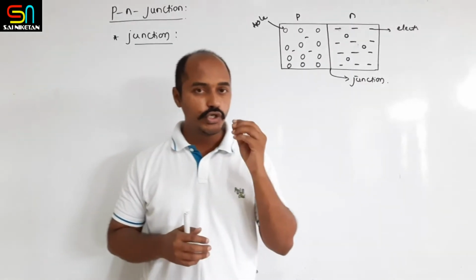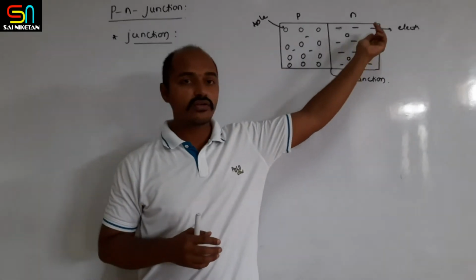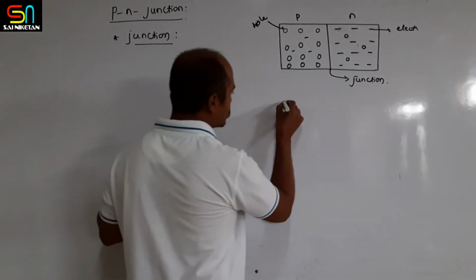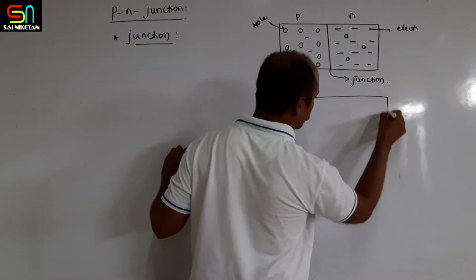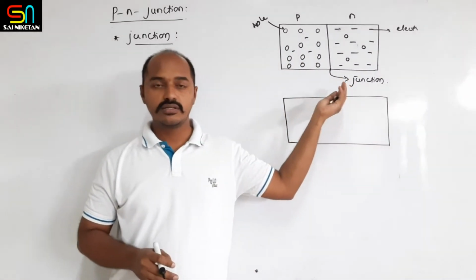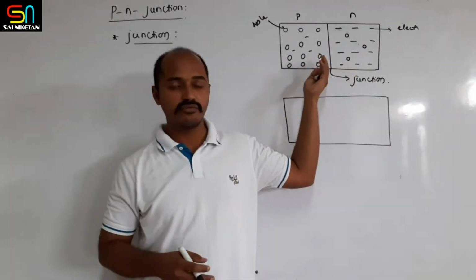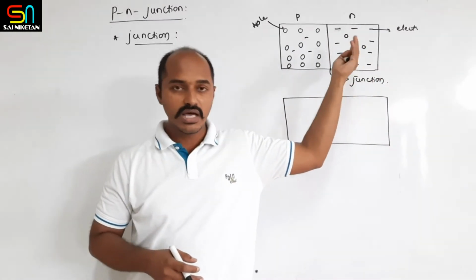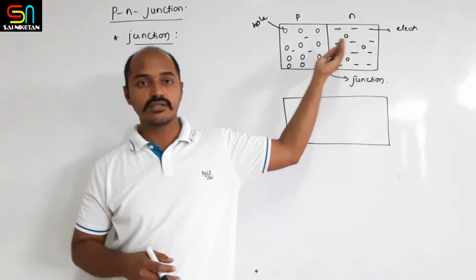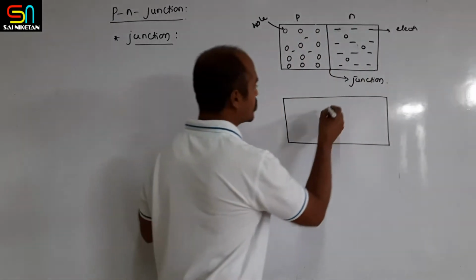Now, due to the concentration variation, here the electrons are more and here the electrons are less. Because of this concentration difference, electrons from the n-type semiconductor start crossing the junction and coming to the p-type semiconductor.